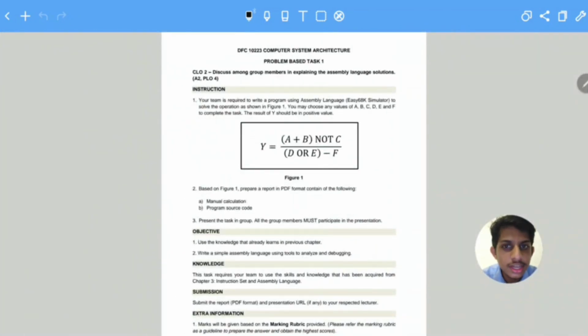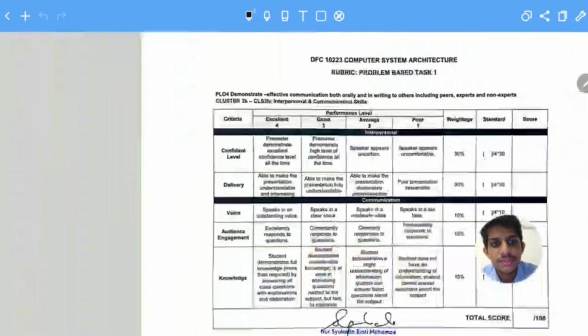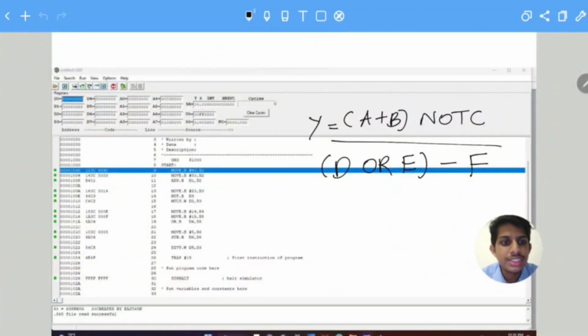I read the question. Y equals A plus open bracket A plus B close bracket not C, over open bracket D or E close bracket, minus F. So we move on to the solution. This is the solution that I solved.